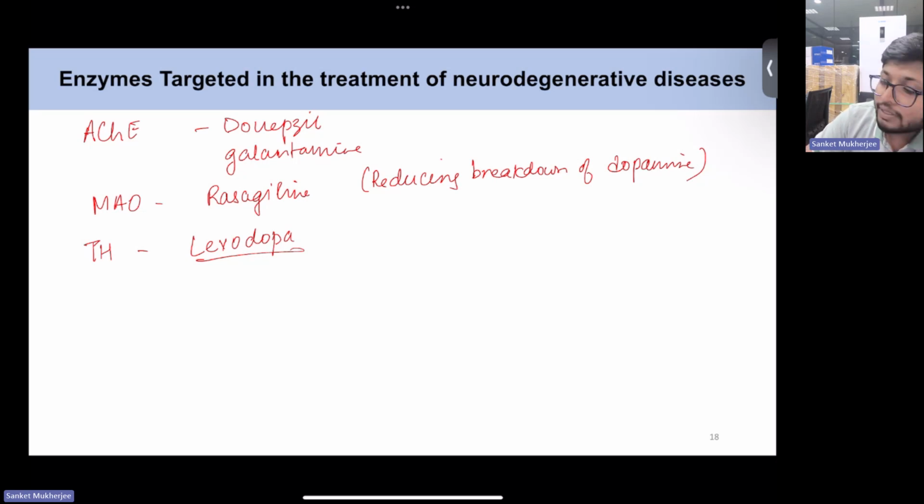Catechol O-methyltransferase breaks down levodopa and dopamine. It reduces the efficacy of these drugs. So the inhibitors would be entacapone and tolcapone, which inhibit COMT.